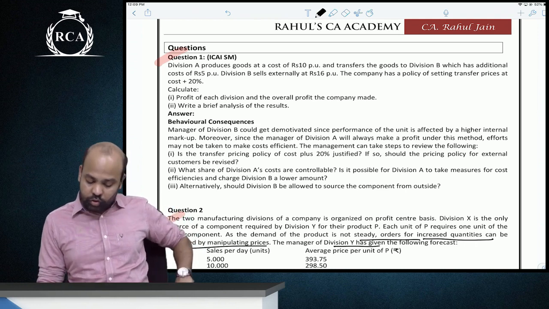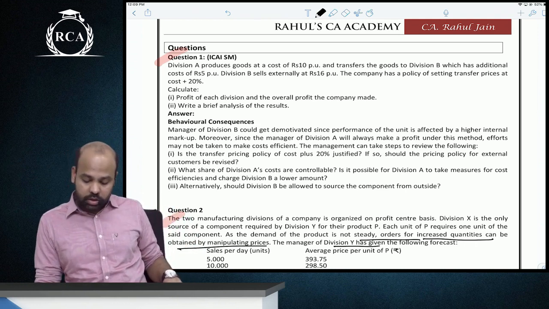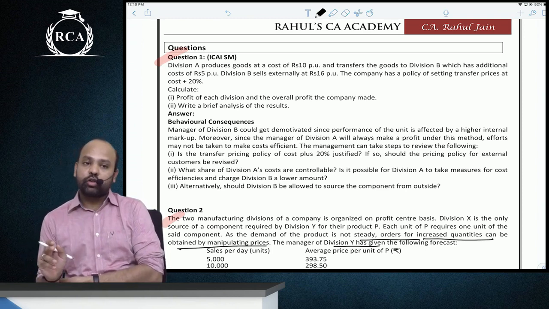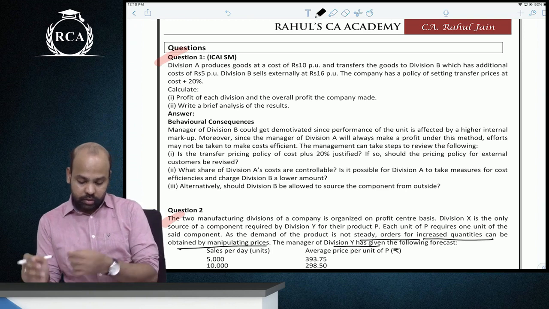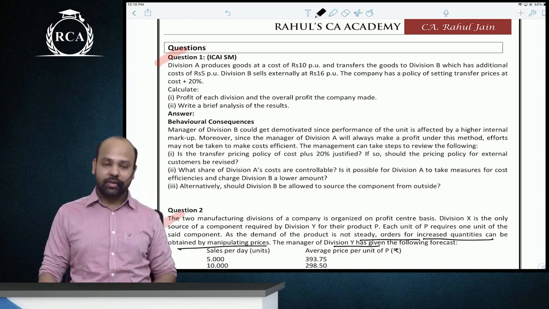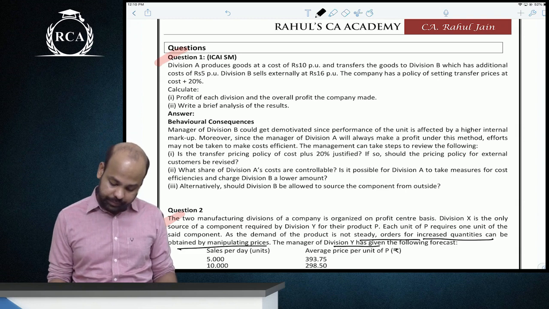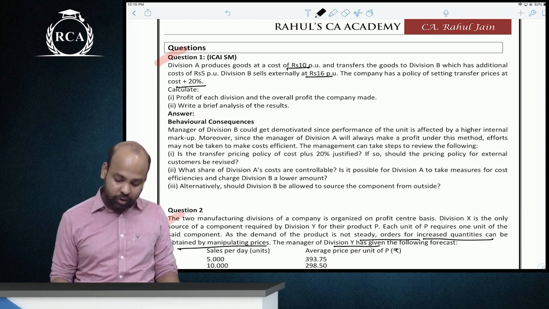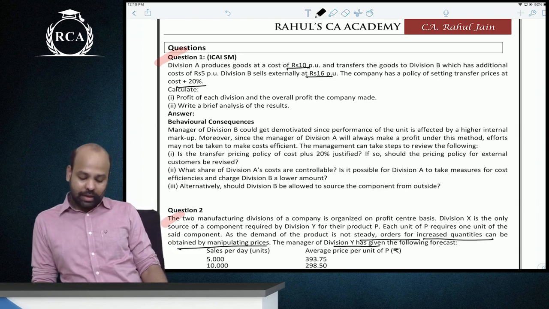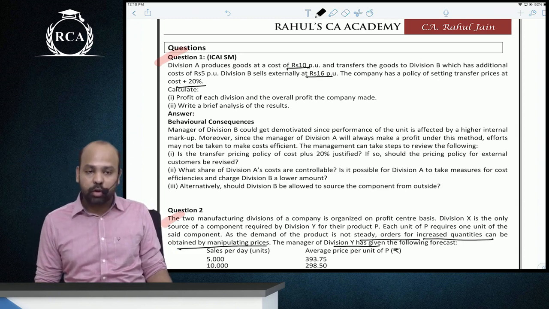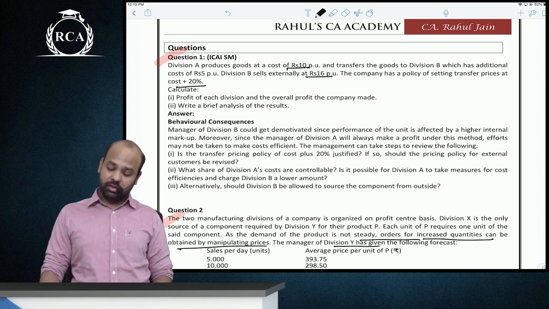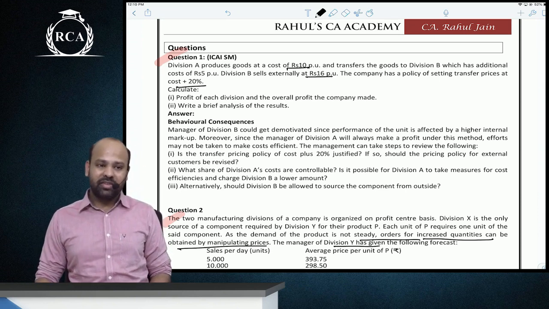Division A produces goods at a cost of 10 rupees per unit and transfers the goods to Division B, which has an additional cost of 5 rupees per unit. Division B sells externally at 16 rupees per unit. The company has a policy of setting transfer prices at cost plus 20%. Calculate the profit of each division and the overall profit of the company. Write a brief analysis of the results.